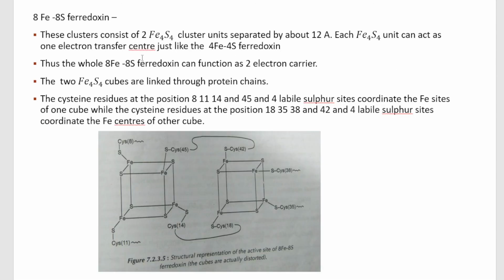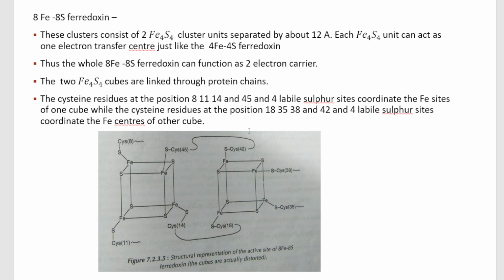And the last one is 8Fe-8S ferredoxin. This is also like the 4Fe-4S one, where two 4Fe-4S clusters are joined together by a protein chain. So these consist of two Fe4S4 clusters, and these two are separated by around 12 Angstrom, and each Fe4S4 cluster acts as a one electron transfer protein. So you studied that one Fe4S4 cluster can transfer one electron. Since we have two of them here, this does one electron transfer, this does one electron transfer. So 1 plus 1, they act as two electron carriers.